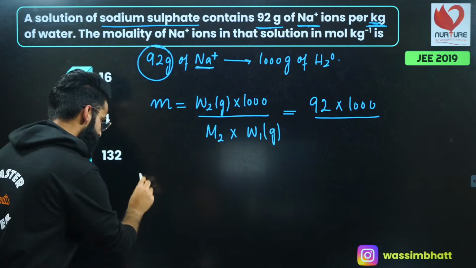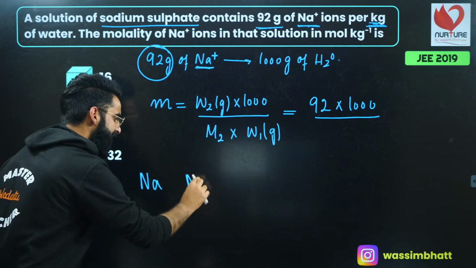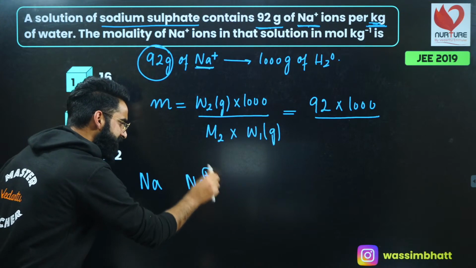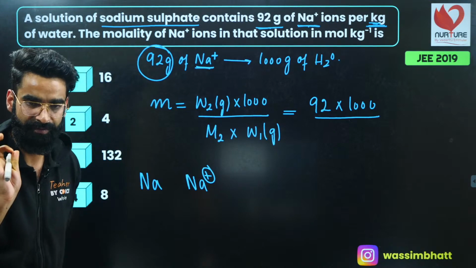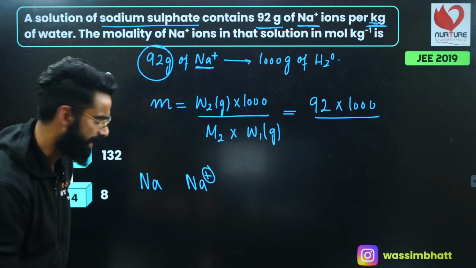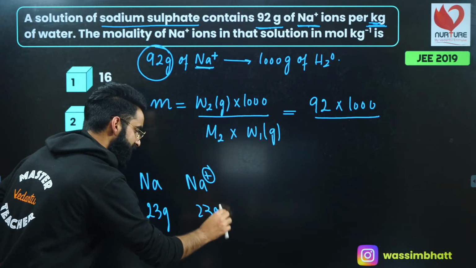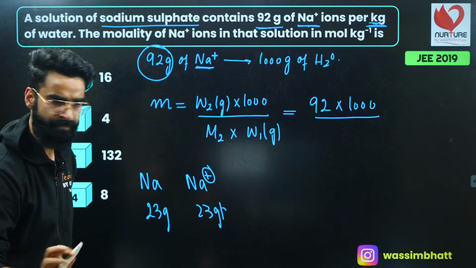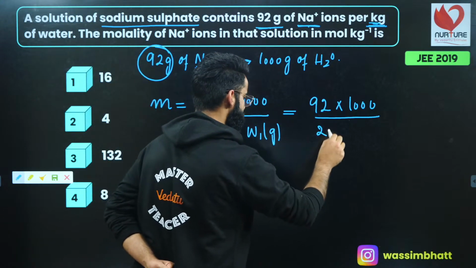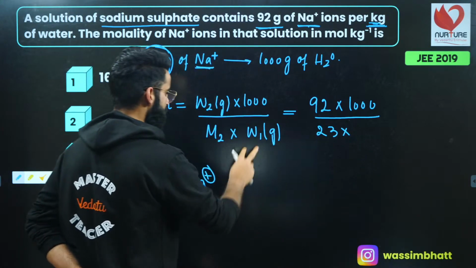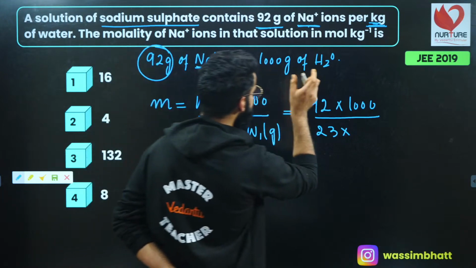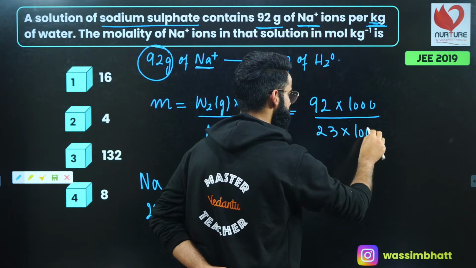Remember, due to the presence of charge, there will be no effect on the molar mass of sodium. If you write Na, or if you write Na positive, due to the presence of the charge, there will be no effect on the molar mass. Remember it. The molar mass of sodium is 23 grams per mole. No issues at all. So the M2 value is simply 23, multiplied by the mass of solvent, that is the mass of water, which is simply 1000.